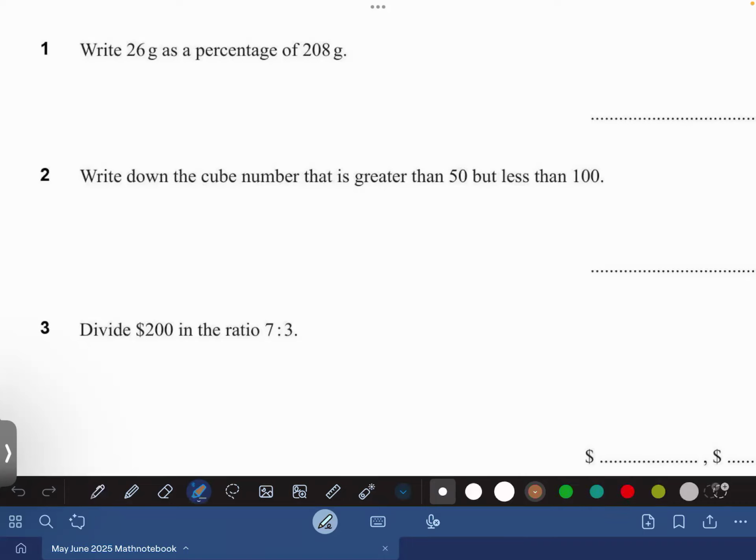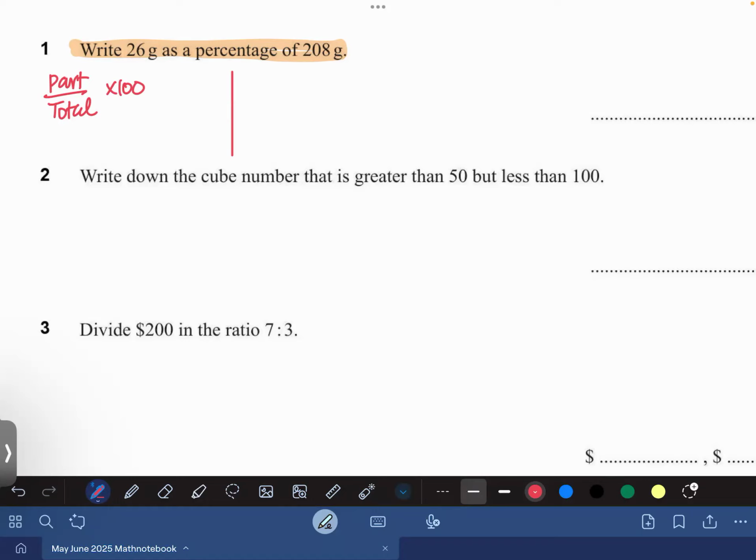Listen to me, everybody. Question number one belongs to percentages. It says, write 26 grams as a percentage of 208 grams. You need to understand which kind of topic this is. It is a percentage topic, and in percentages we studied that percentage is part divided by total multiplied by 100.